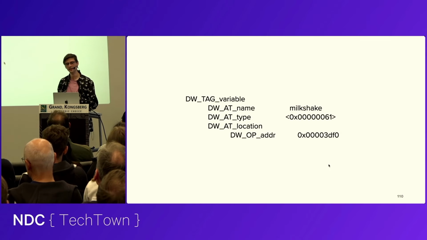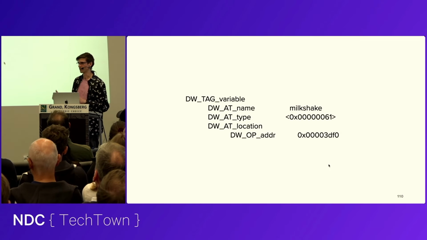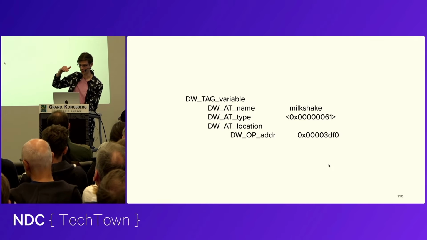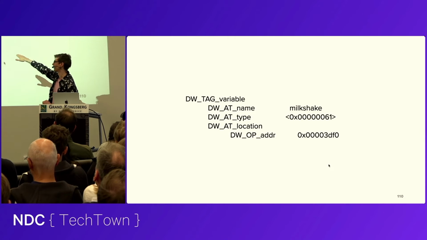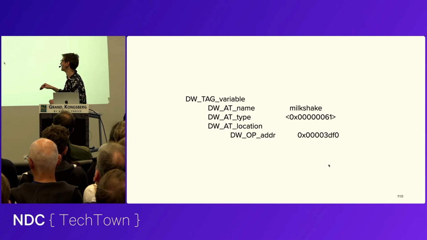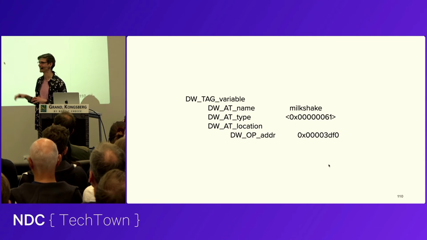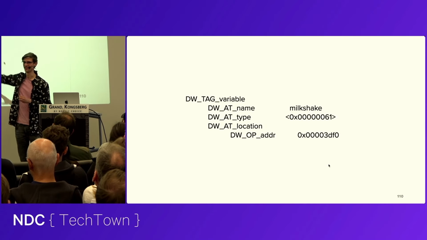Variables also have DWARF information. So we can say, hey, the variable with the name milkshake, that has a type. This 0x61 would point to that definition that we just saw. And it has a location. Location, again, is defined in a Turing-complete language. But here, I've chosen a very simple example. It says what the address is.